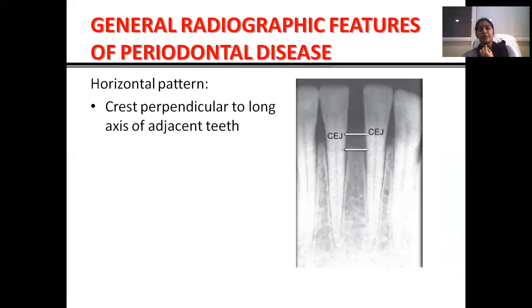So the crest of the bone is horizontal, or it is at right angles to the long axis of the tooth. So as the name suggests, the bone loss pattern is horizontal.